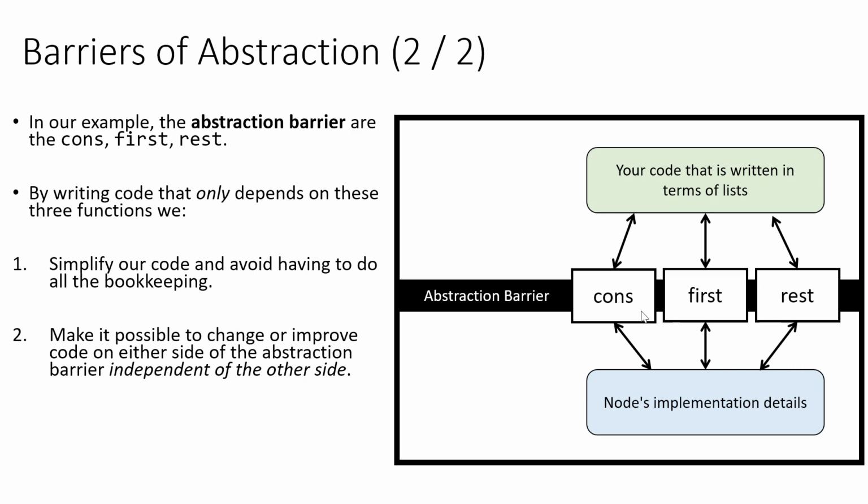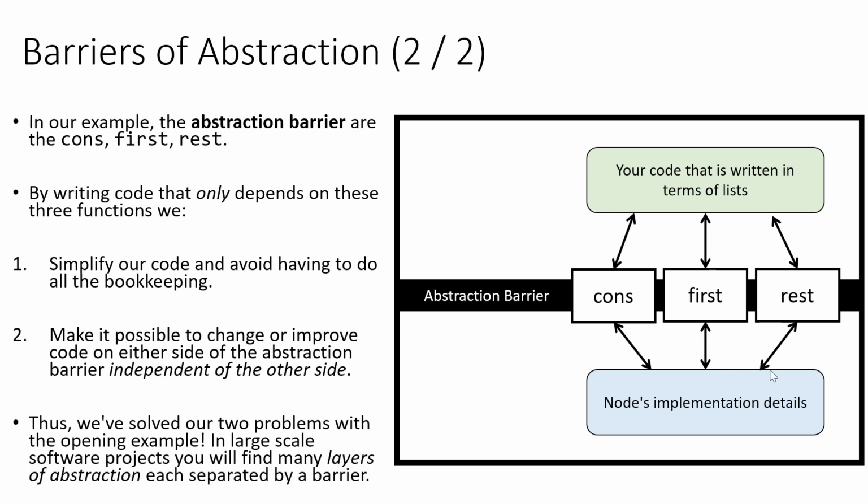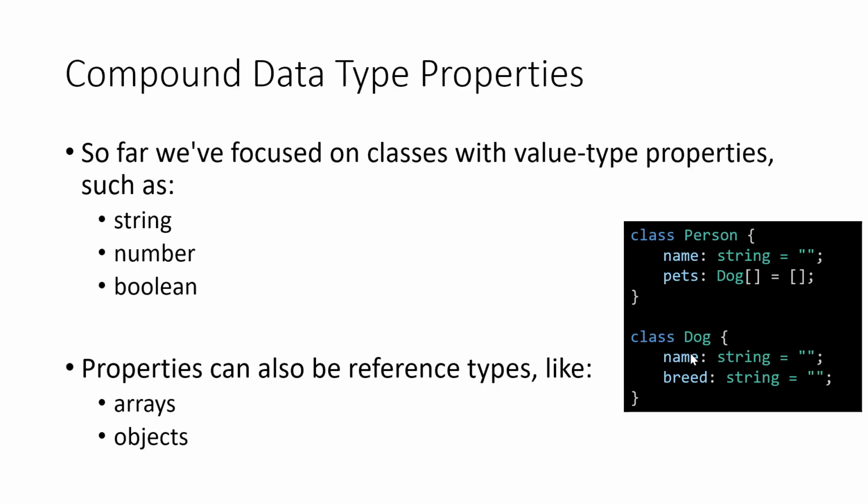So as long as there's no perceivable difference in how these three functions behave, these sides become independent of one another and can improve on their own. And so this is what we think of as an abstraction barrier. We've created an abstraction, the idea of a list. All right, well, let's go look at how we actually implemented that.